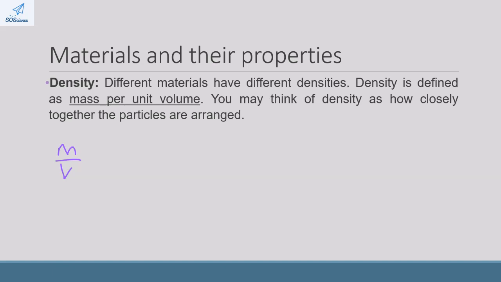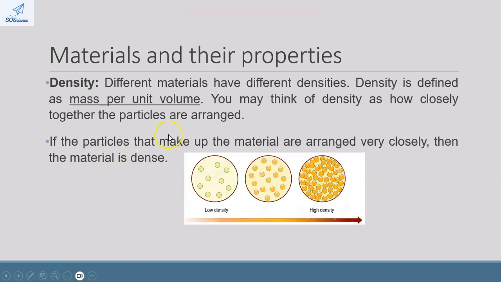The more mass that you can fit into a certain space, well, the more closely together the particles will be arranged, and therefore the higher the density will be. If the particles that make up a material are arranged very closely, that means that we can fit more mass into this given space, which means that this substance over here has a higher density than this one over here, where into the same amount of space we can fit in fewer particles, and this substance over here has a medium density relative to the other two.